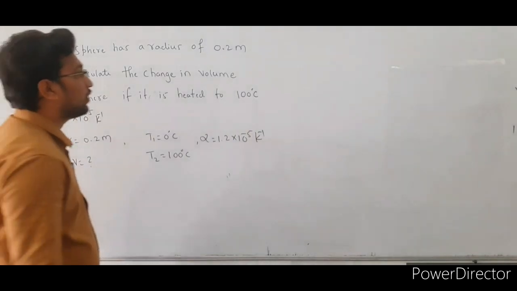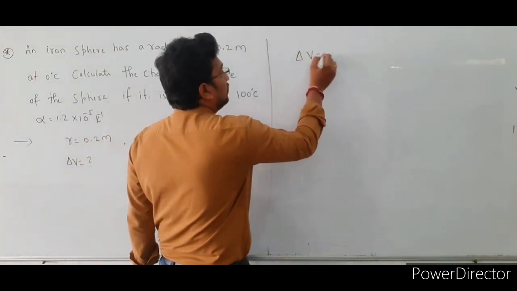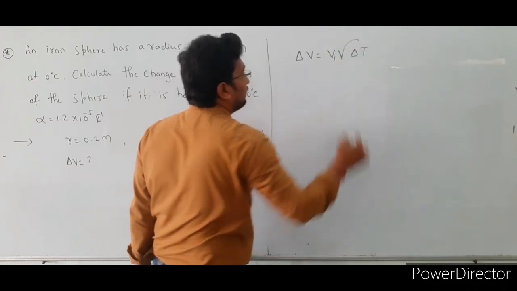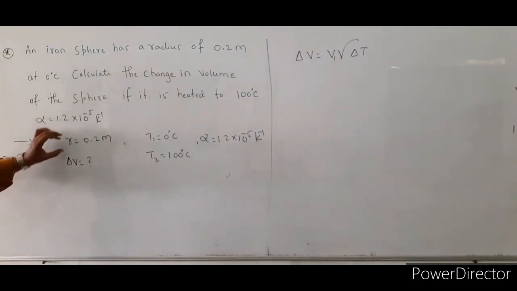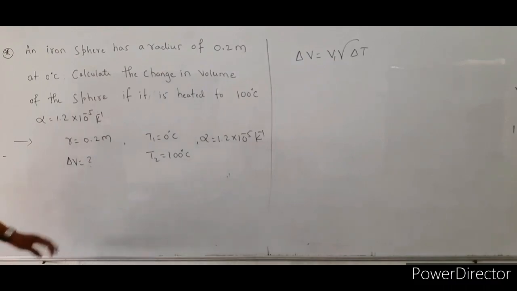Okay. So what is the formula to calculate the change in volume here? The change in volume is equal to initial volume times gamma times change in temperature, right? So the initial volume is V1. But in this problem the radius of the sphere is given. With the help of this we are going to find the initial volume of the sphere. What is the initial volume of the sphere?